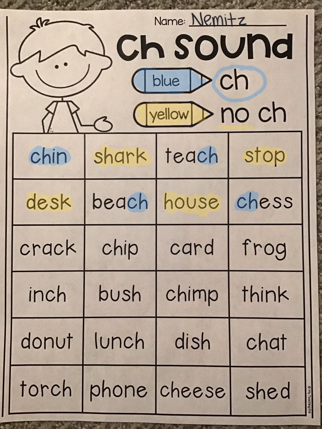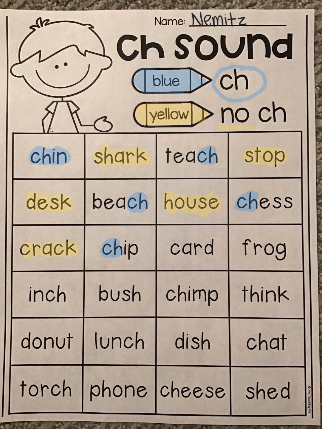Next line down, we have the word crack. K-R-A-K. Crack. Let's color the word crack yellow because there is no CH digraph. The next word over is the word chip. Ch-I-P. Chip. Does the word chip have a CH digraph? Yes, it does, at the initial part of the word, the beginning part of the word.